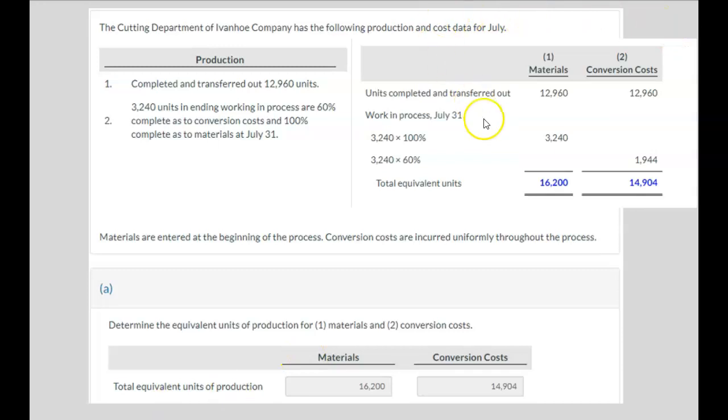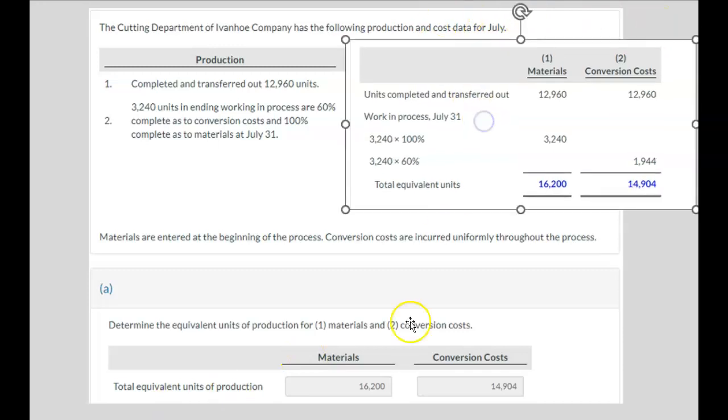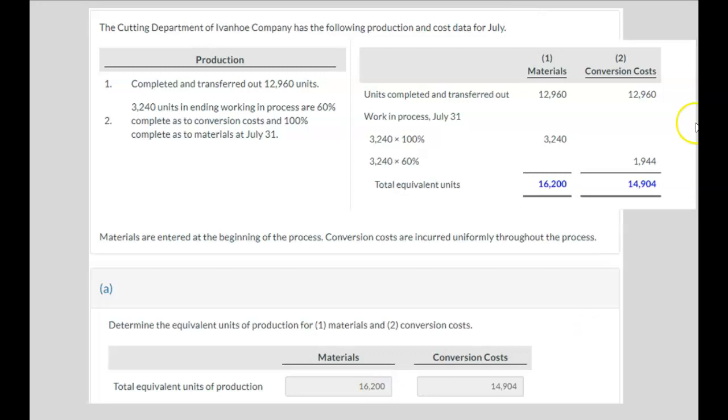Okay, I've put some new information here on the screen. You can see I moved it in and I'm showing you the solution. So the units completed and transferred out were 12,960. The work in process was 100% complete as to materials and 60% complete regarding conversion costs. So to compute the equivalent units, we just separate that between material and conversion and then total them. So that's our 16,200 and our 14,904.